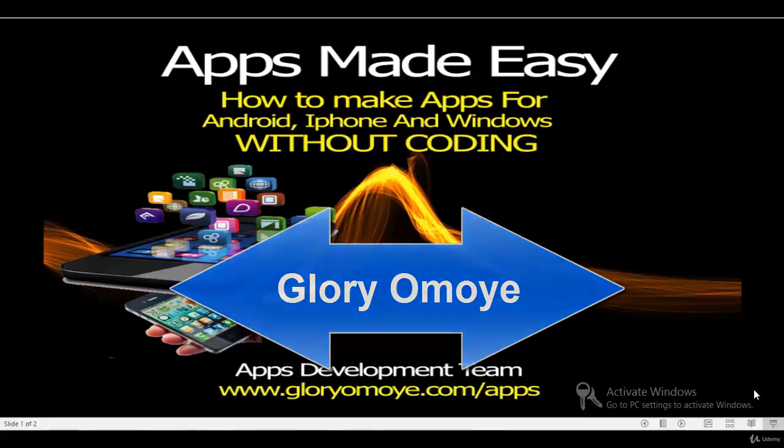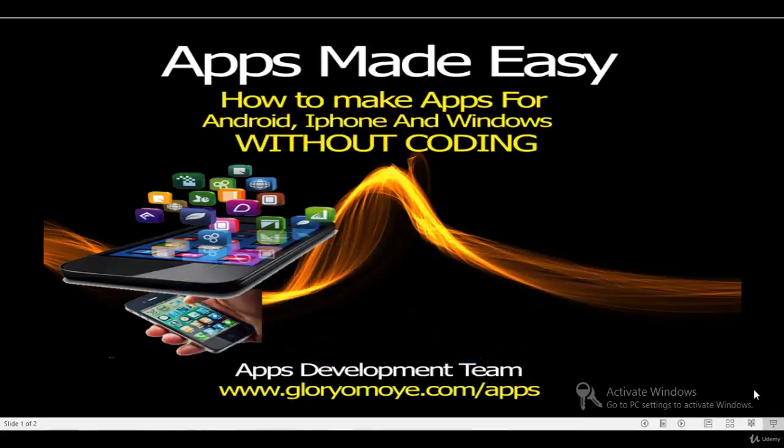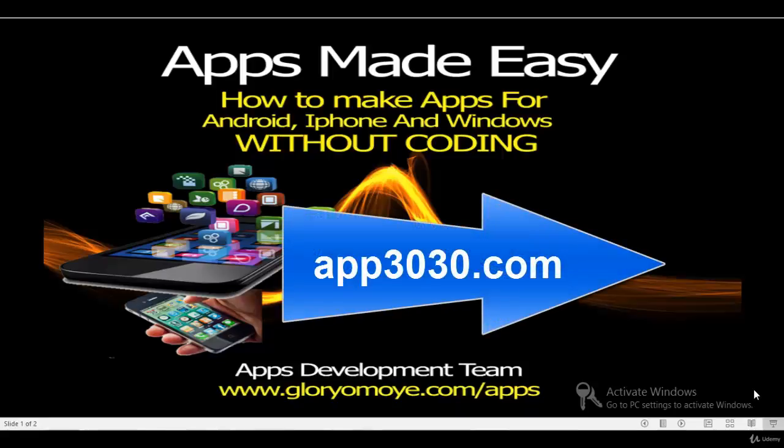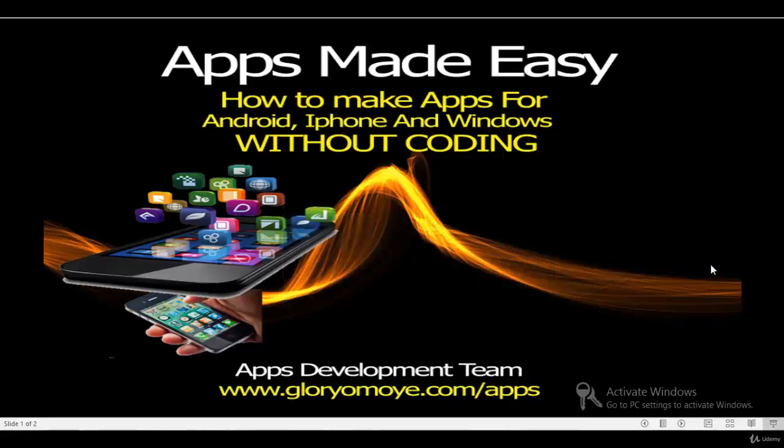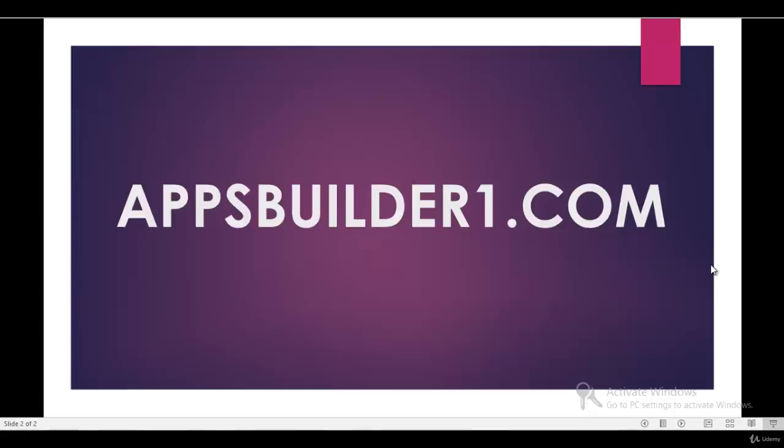Just a quick note, a quick piece of information for you. The platform used for this course is called app3030.com. But right now, app3030 has been changed to appsbuilder1.com. Okay, so appsbuilder1.com is the platform you should use. So if you want to practice while taking the course, you just go to appsbuilder1.com instead of app3030.com. Okay, so appsbuilder1.com is the right one you should go to.